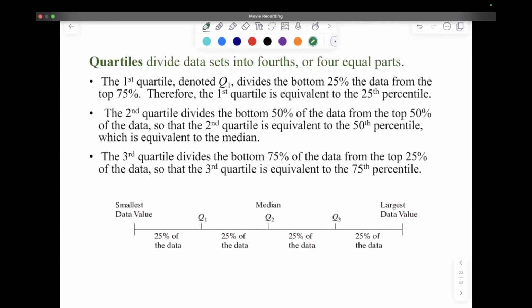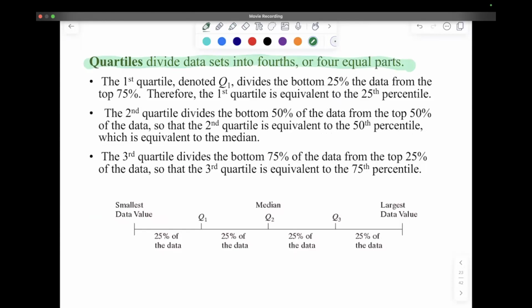So we're going to talk about quartiles. You may recall the median divides the top half of the data from the bottom half of the data. It cuts it straight in half. In order to find the median, you arrange the data from smallest to largest, and you cut it smack dab in the middle. So quartiles divide the data into 4 equal parts.